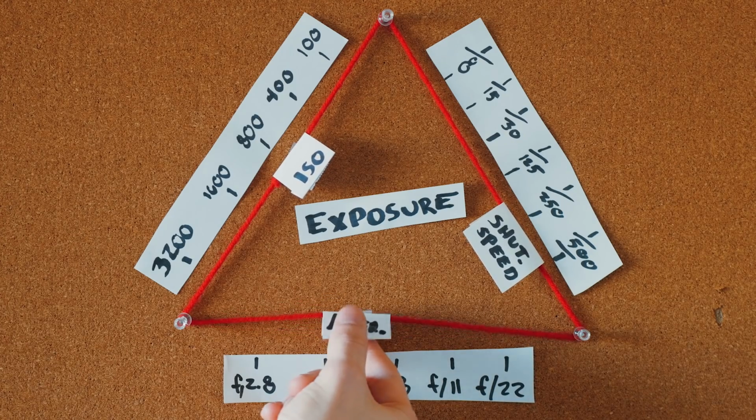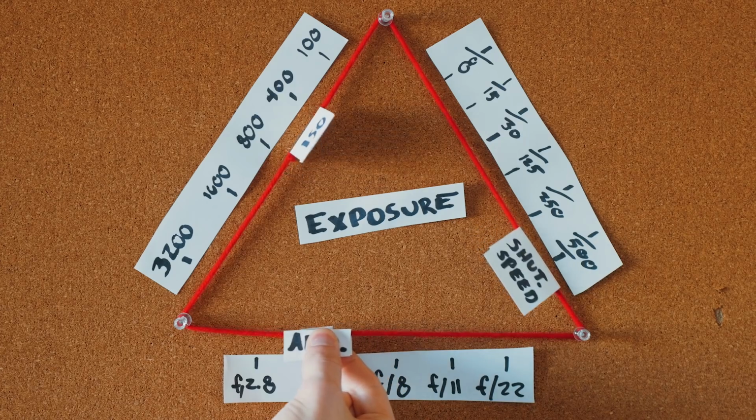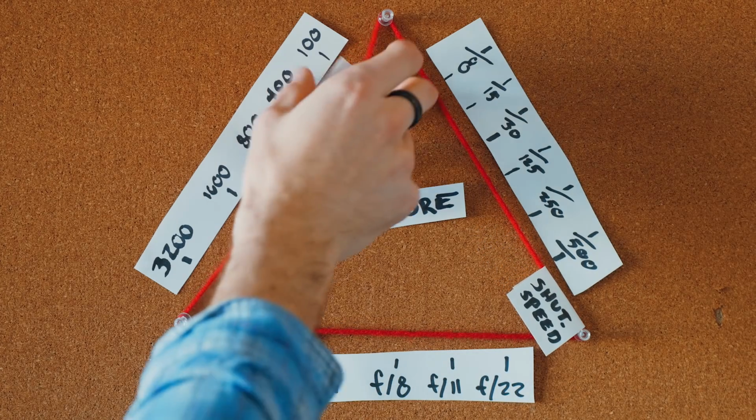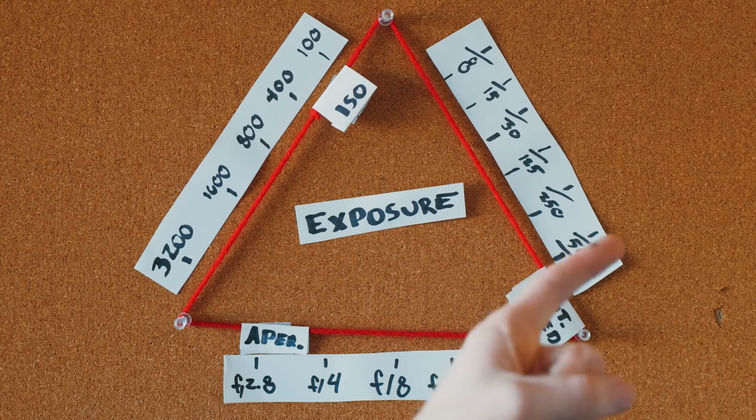So say you wanted more light into the camera, or maybe you wanted to isolate your subject and have that nice bokeh around your image. So you're gonna drop that down to f2.8, and to compensate for that, your shutter speed is gonna need to be higher so your image isn't blown out.